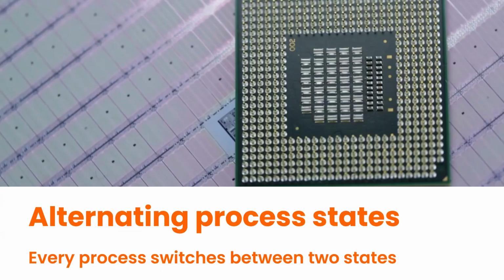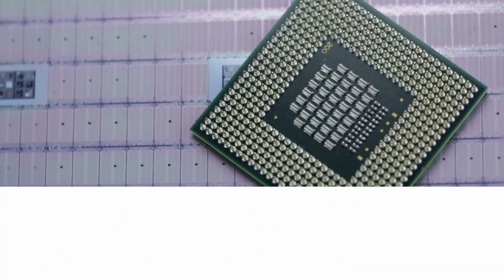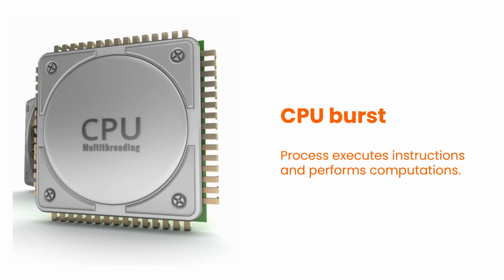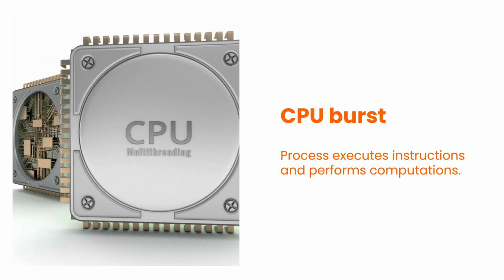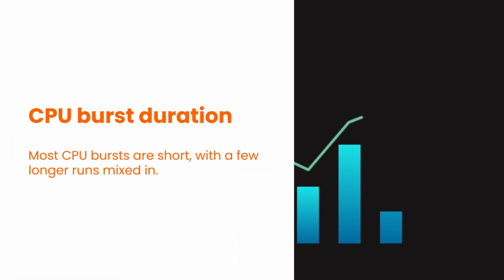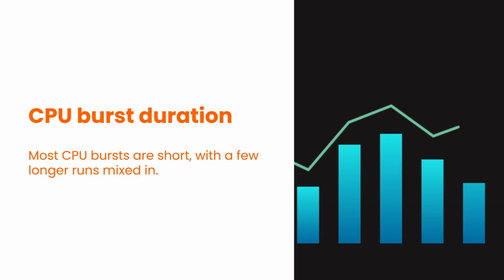Each process alternates between two main states. During a CPU burst, the process is actively executing instructions, making progress on its computational work. These periods can be very brief, or sometimes surprisingly long, but most processes experience many short CPU bursts with just a few longer runs mixed in.